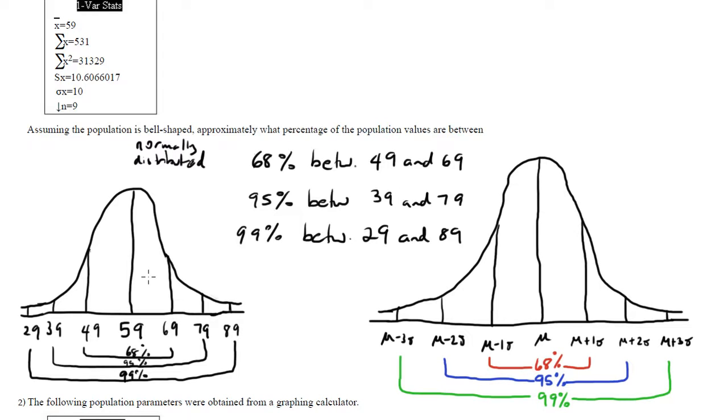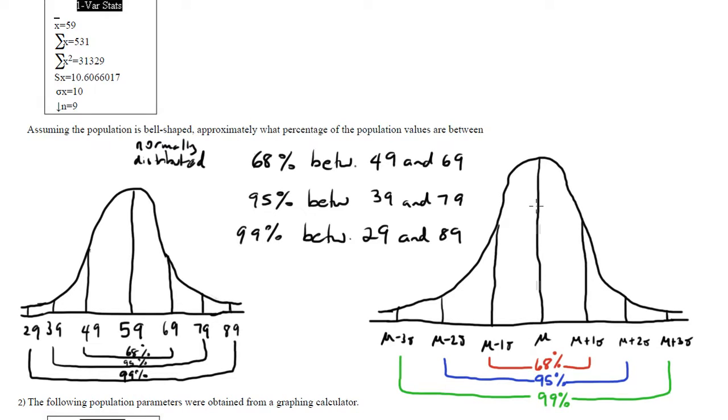So this question probably said, assuming the population is bell-shaped, approximately what percentage of population values are between, and they probably use one of these intervals. They use one of those intervals, pretty easy to do. There's a lot of symmetry going on here.